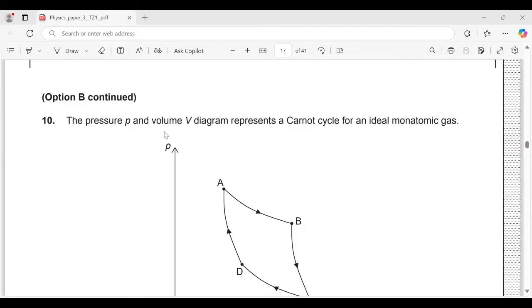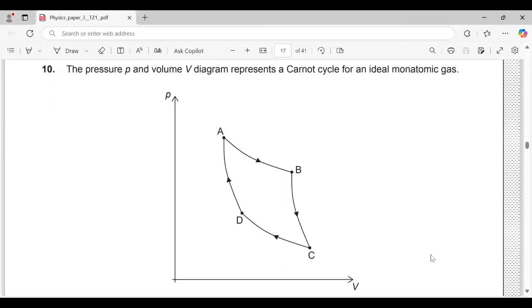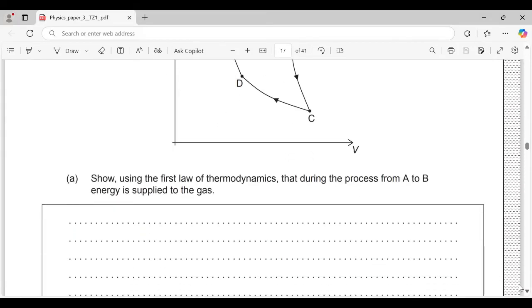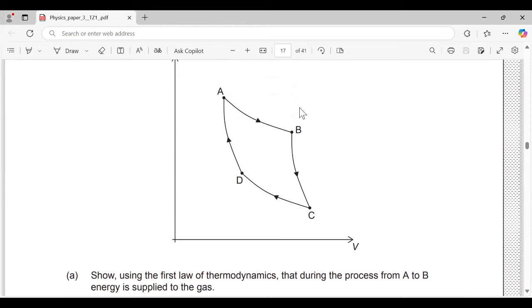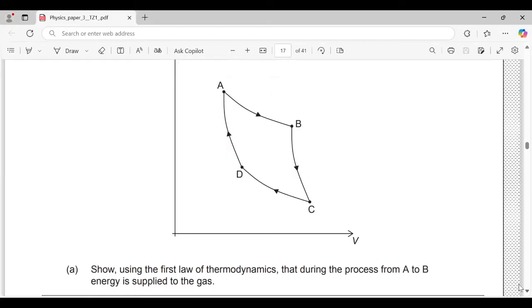The pressure P and volume V diagram represents a Carnot cycle for an ideal monoatomic gas. Okay, this is a diagram of pressure versus volume, I mean P and V. Show using the first law of thermodynamics that during the process from A to B, energy is supplied to the gas. So from point A to point B, it's going downward.